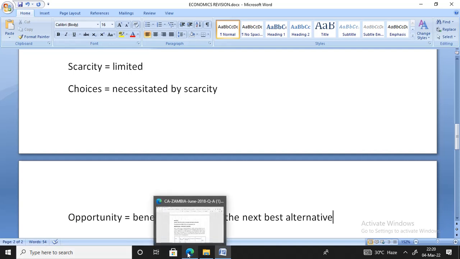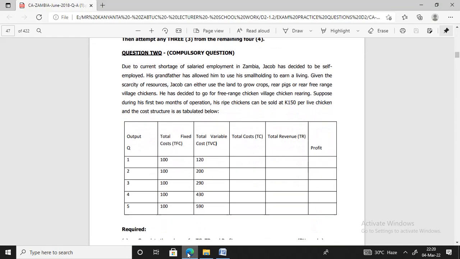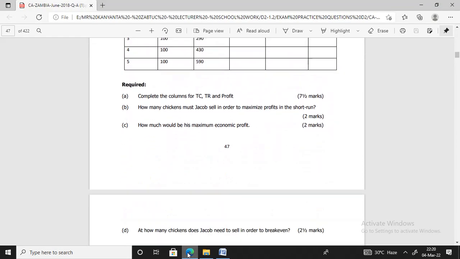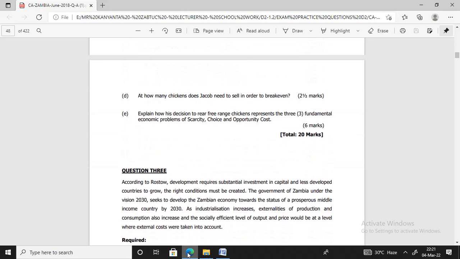So let's continue with our work. Now we come to question 3. According to Rostow, development requires substantial investment in capital and less developed countries to grow. The right conditions must be created.